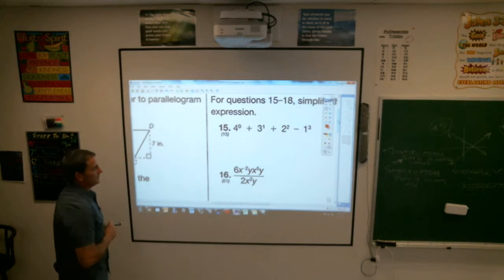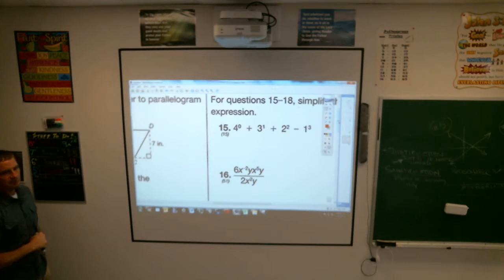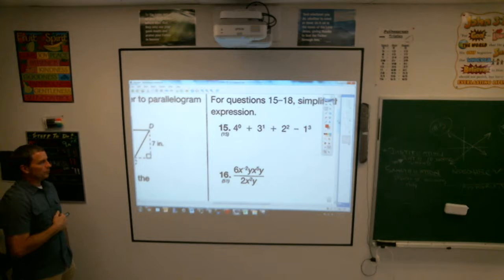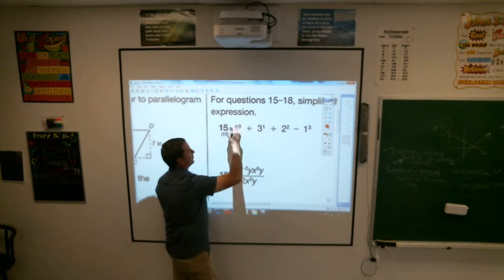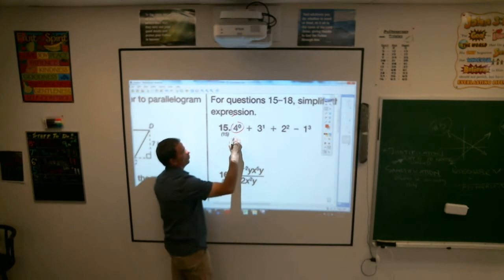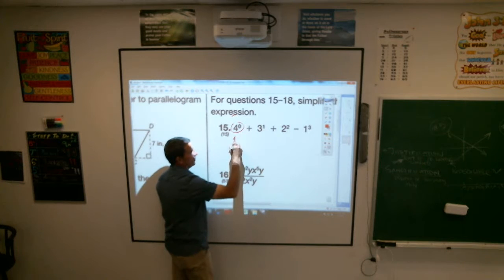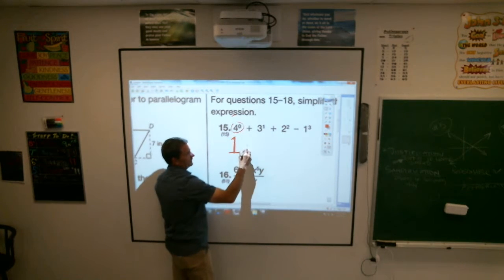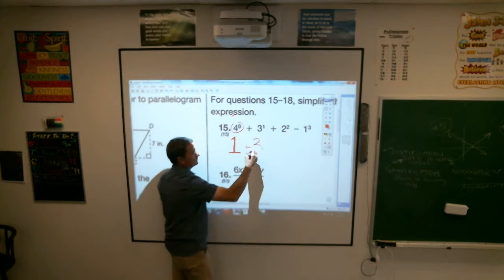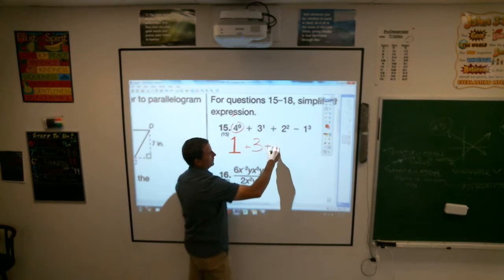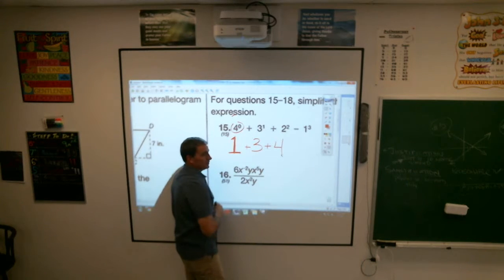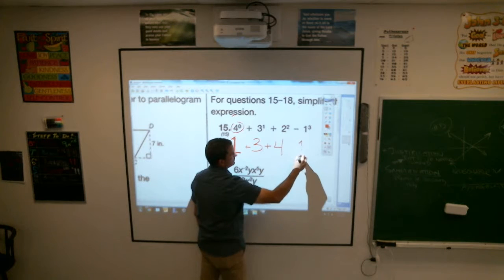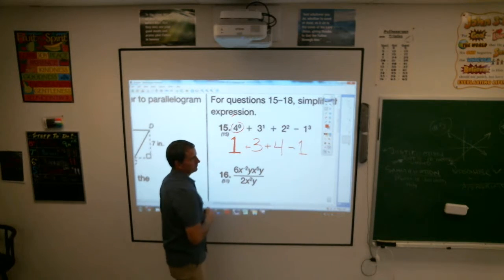Perfect. Me being the teacher in me says, I'll bet if you made a mistake on this one, you said that 4 to the 0 power is either 0 or 4. What'd you say it was? Aubrey? 0. No. Anything to the 0 power is 1. No matter what it is always 1. Anything to the first power is itself. 2 squared is 4. 1 to the third power, 1 times 1 times 1 is 1. And it's a negative 1.